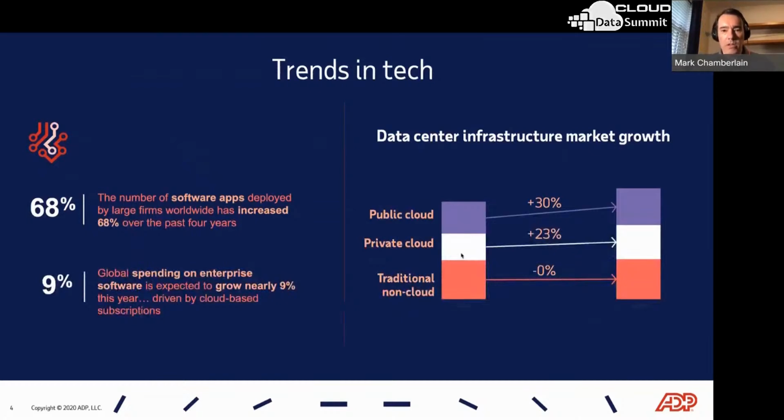Let's talk a little bit about the trends in technology. So the screen's really divided into two parts. The left-hand side is the software, and the right-hand side is really around all the infrastructure necessary to support that software.